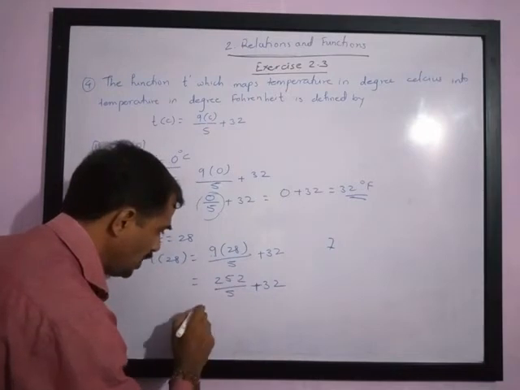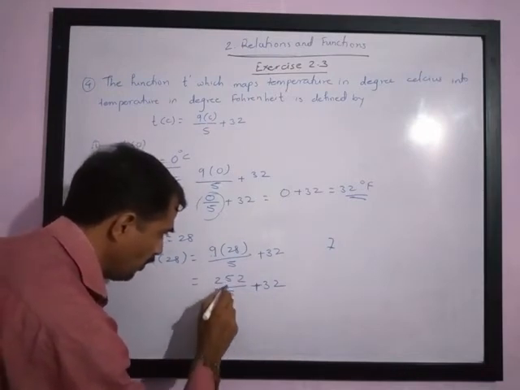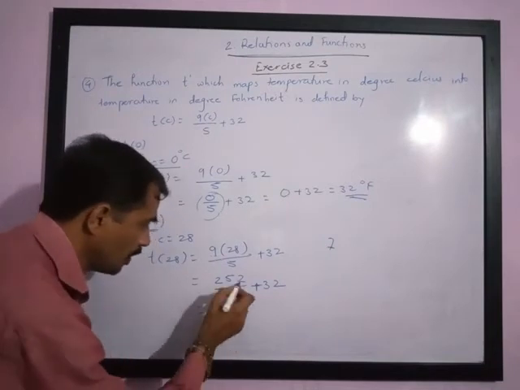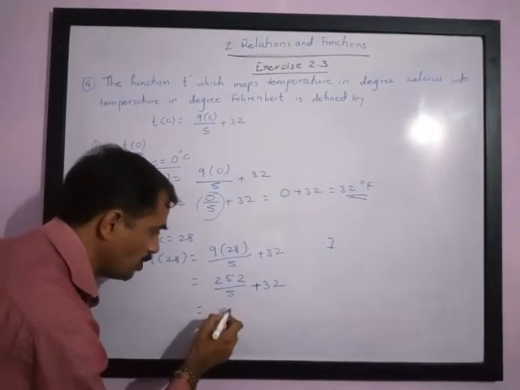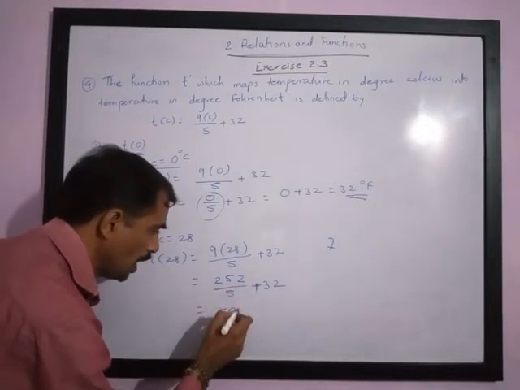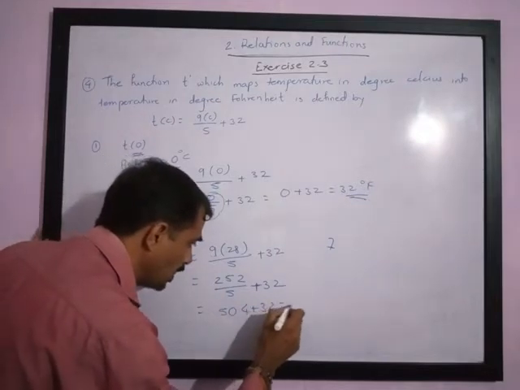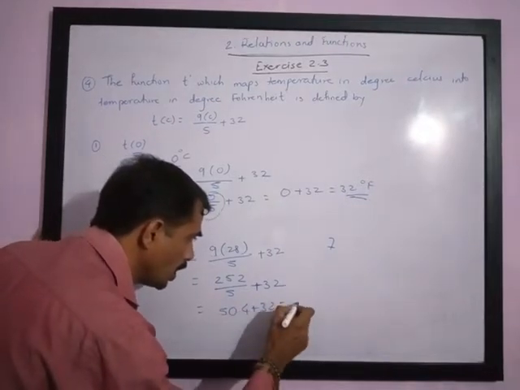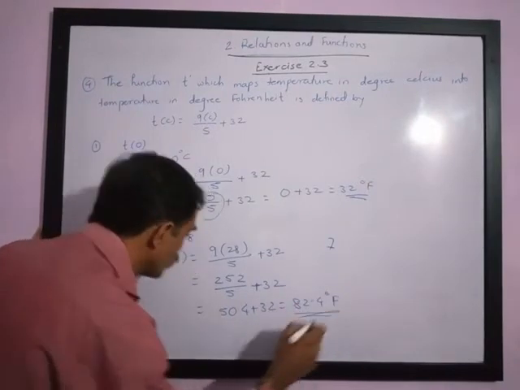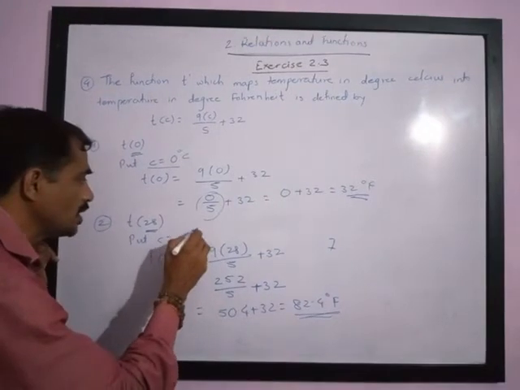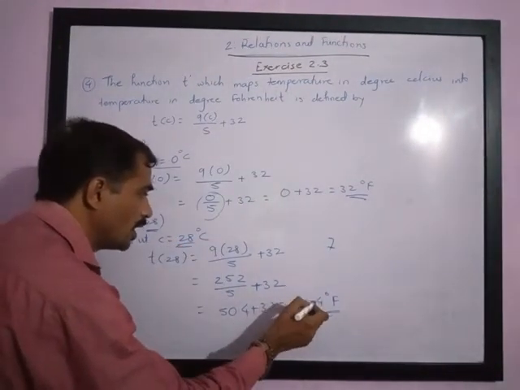Now if you divide this, you will get 5 5s are 25. Then 2 is there. So you have to divide that 2. 5 zeros are 0. Then comes 4. 5.04... that is, 5.04 plus 32 is equal to 82.4 degree Fahrenheit. So 28 degree Celsius corresponds to 82.4 degree Fahrenheit.